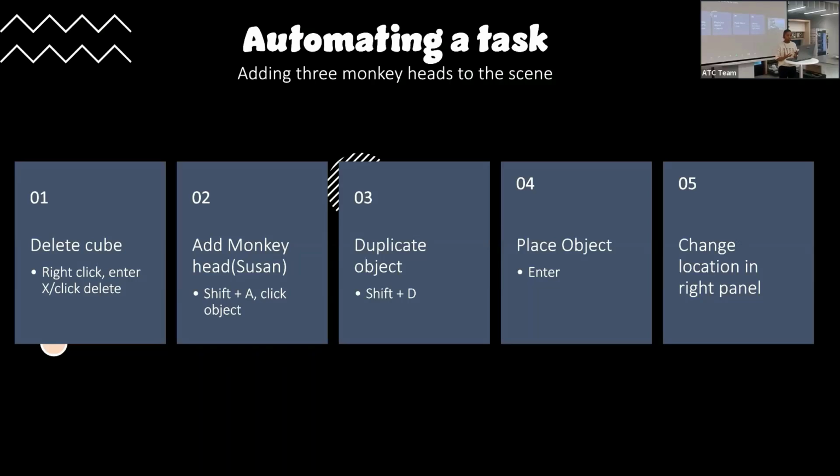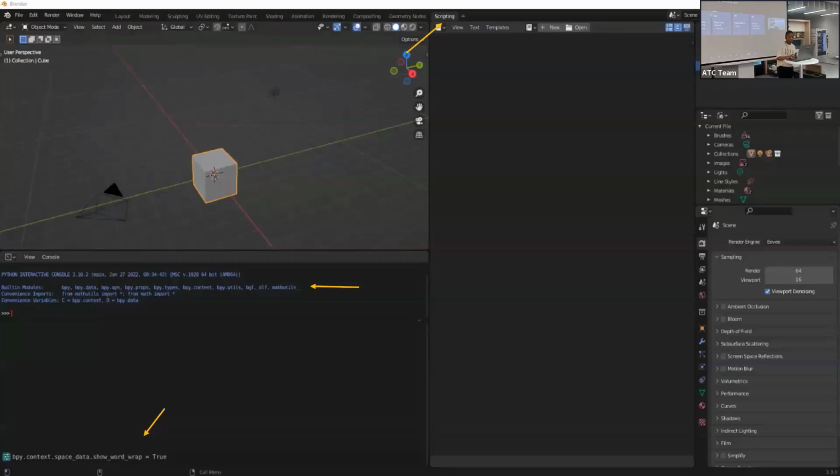In order to get 3, you have to duplicate it, which you do by pressing Shift D, and then you place it, the usual duplicating of stuff. And because you don't want objects to be in the same space, you're going to have to change the locations for it. So that's a lot of things for me because I'm lazy. One thing about scripting that I found out is that there is this option right here at the top. I don't know if I can see it. It's called scripting.